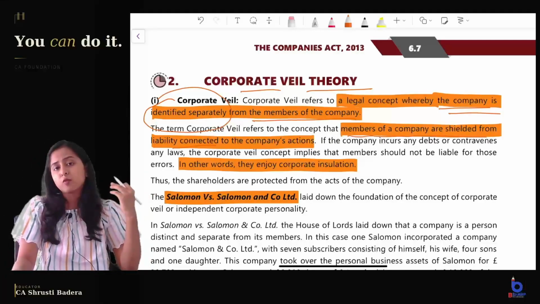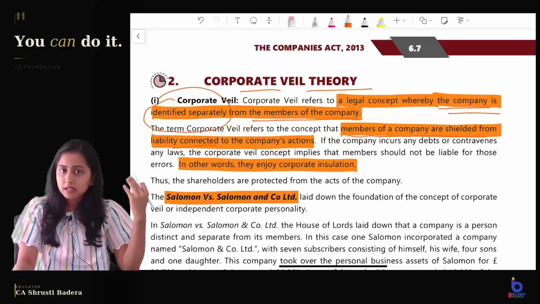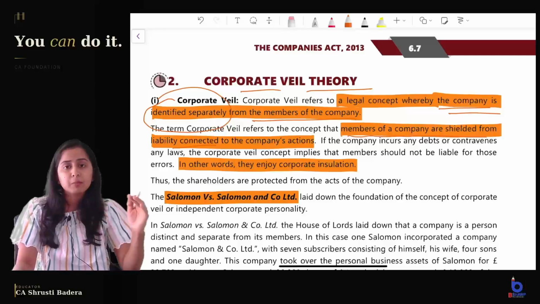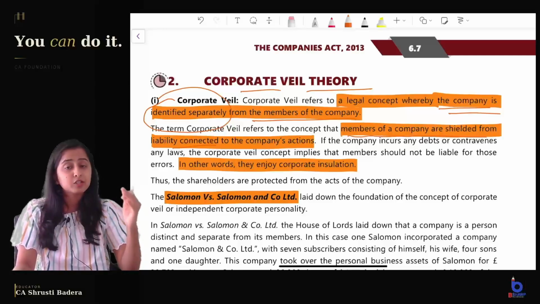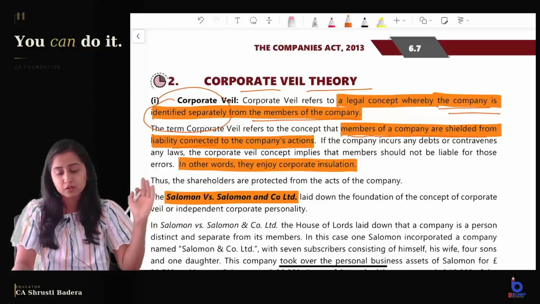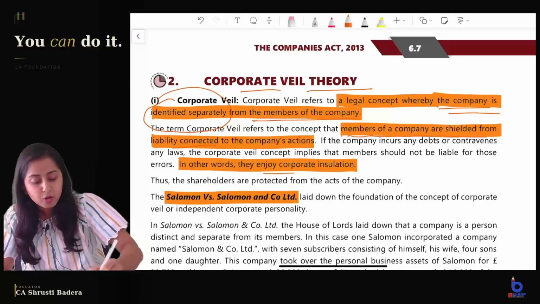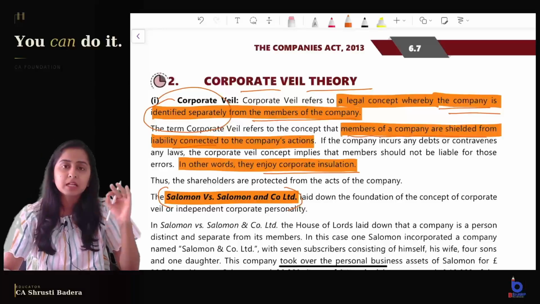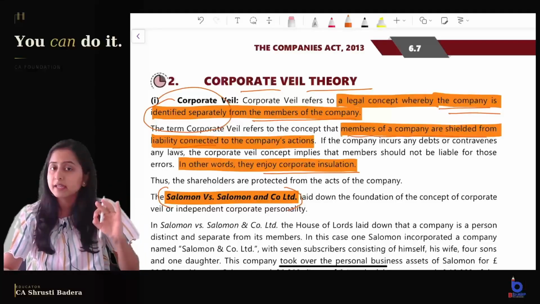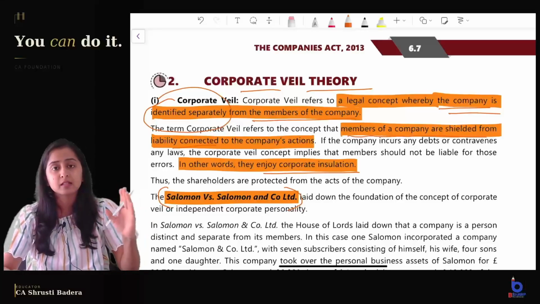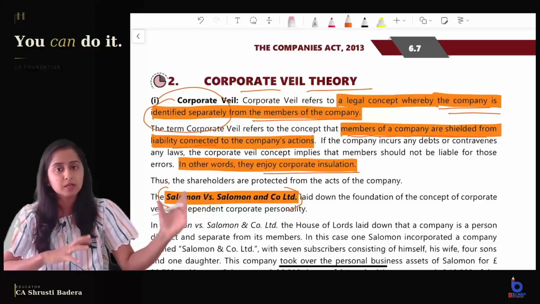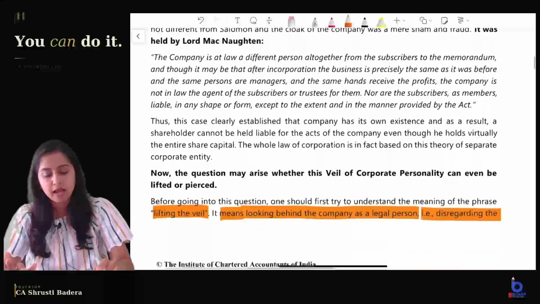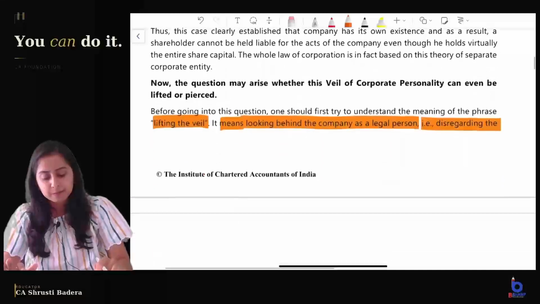So if any violation or liability is incurred by the company, then the actions are of the company and not of the members, and so members are protected, they are shielded from any such liability of the company. In short, they enjoy corporate insulation. The case law Salomon versus Salomon and Company Limited has to be quoted, which laid down the judgment of corporate veil, that is, the company is to be considered a separate legal person and the members are considered a separate person. They are not acting as agents of the company.